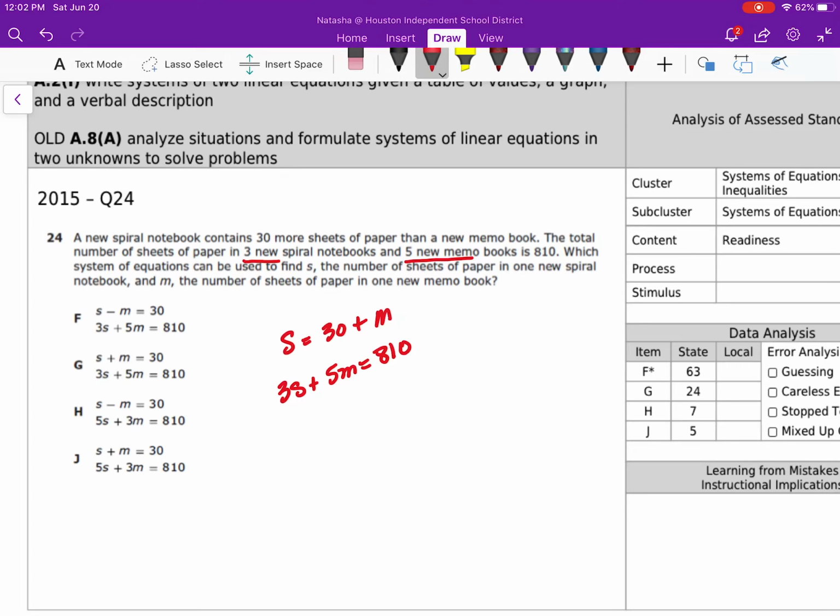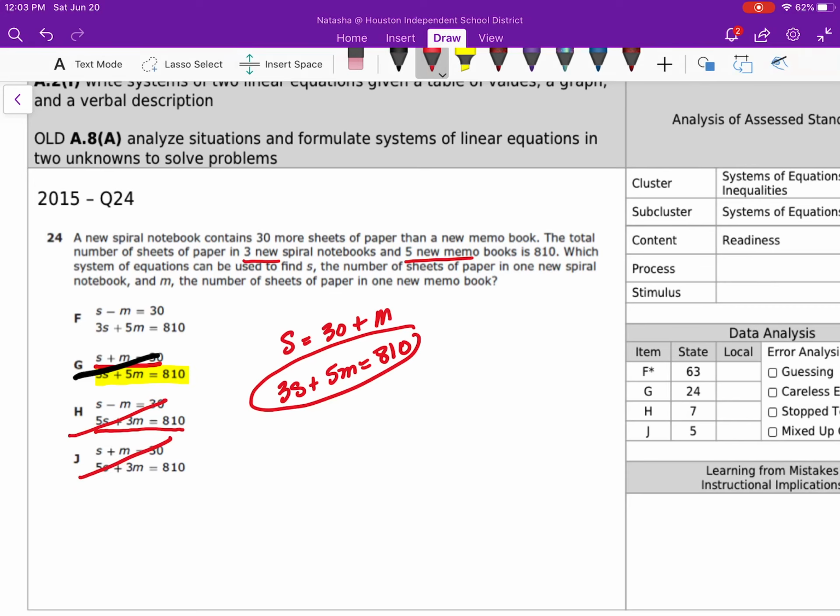This is a poor question. Okay, so G is not the right answer because that's S plus M. This is not S plus M. This is S is equal to 30 plus M. The second equation, 3S plus 5M matches, but our first equation does not. So that's out. Our second equation here, 5S plus 3M, that's out because that doesn't match our situation here.